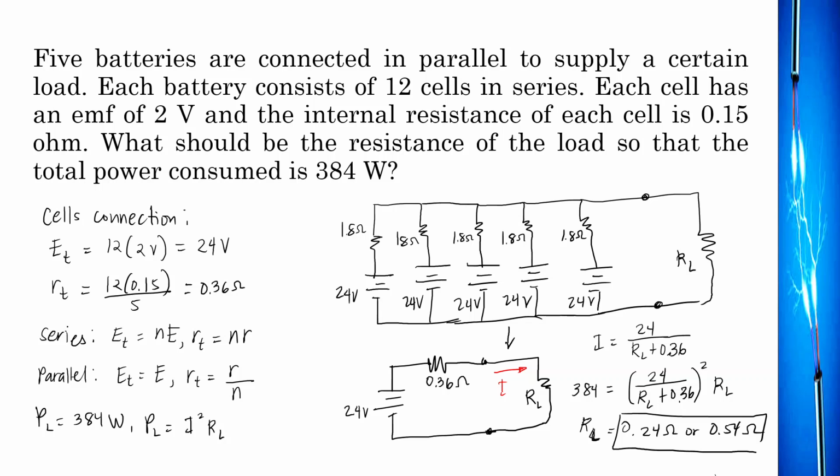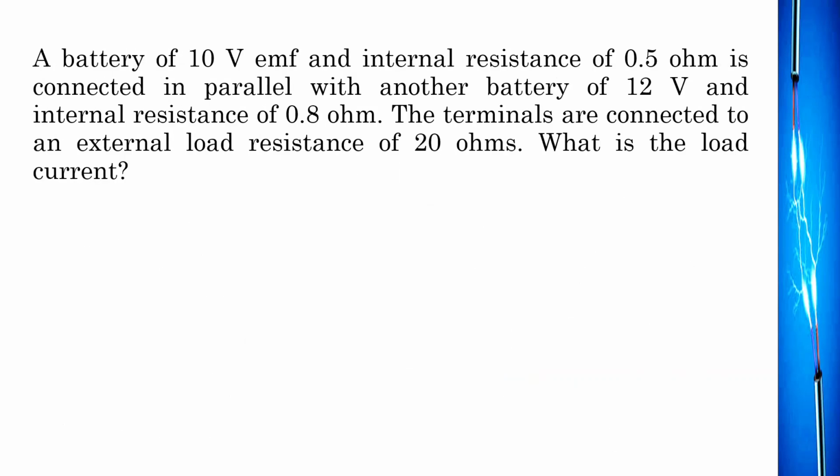Next problem. A battery of 10 volts EMF and internal resistance of 0.5 ohm is connected in parallel with another battery of 12 volts and internal resistance of 0.8 ohm. The terminals are connected to an external load resistance of 20 ohms. What is the load current? This is similar to the problem we solved earlier, with two batteries supplying a single load.